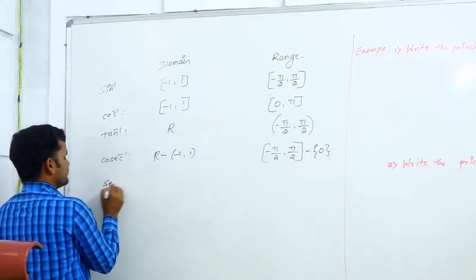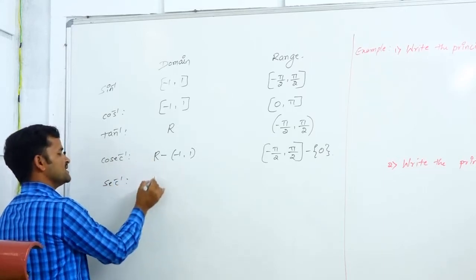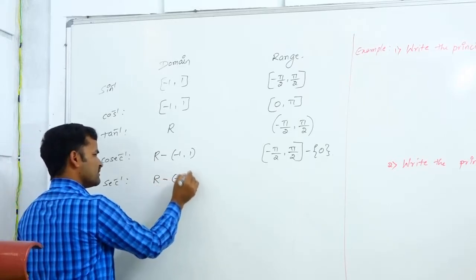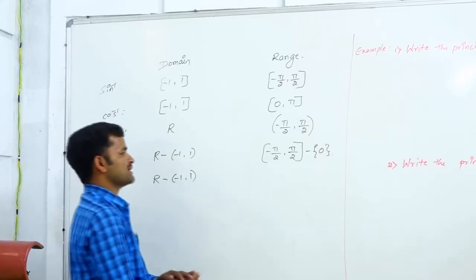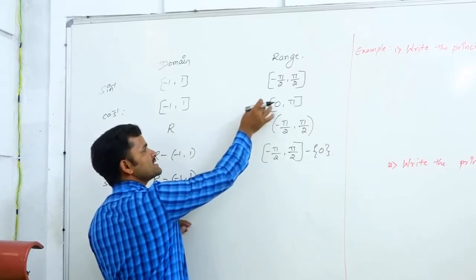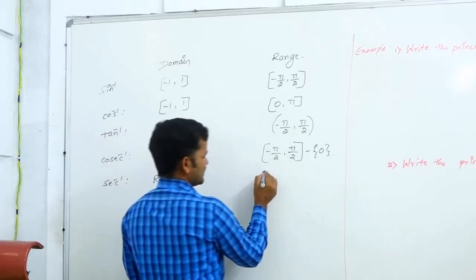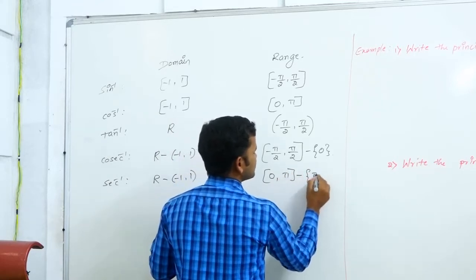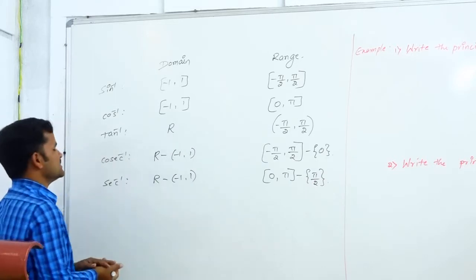Coming to the secant inverse of x. Secant inverse of x, domain is the same as that of cosecant inverse of x. All the real values except the open interval minus 1 to plus 1. And what about the range? Range is the same as that of cos, except pi by 2 in that. Open interval 0 to pi, except pi by 2. This is about the range of secant inverse of x.